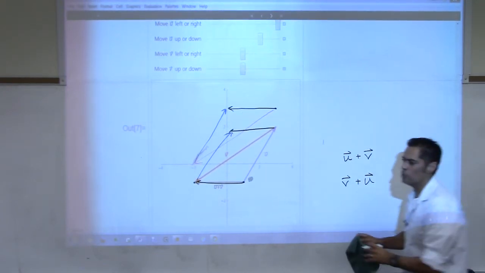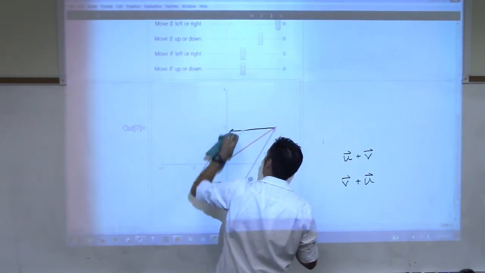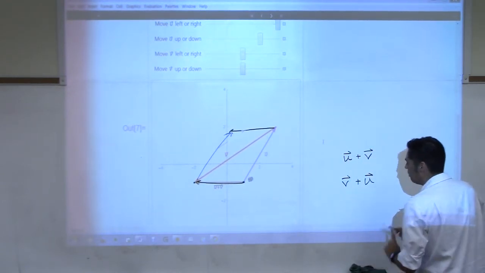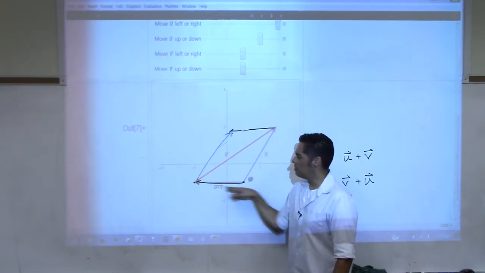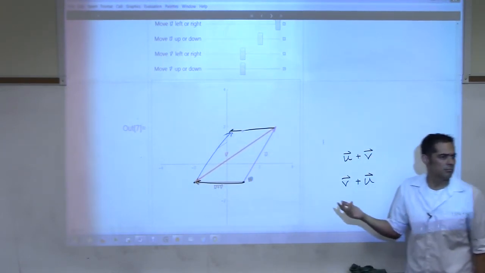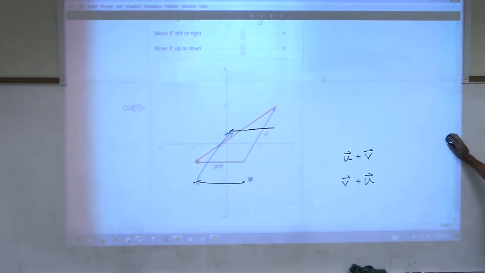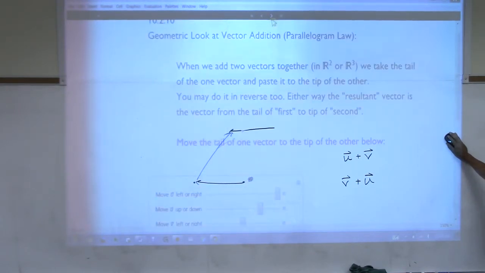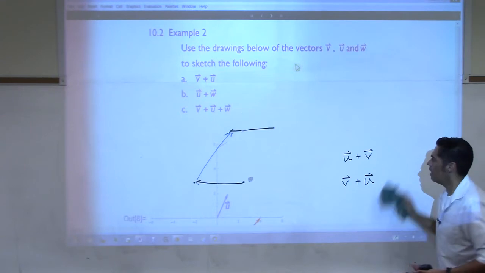That's the parallelogram rule. It basically says that no matter how you do the addition, it doesn't matter which way you do it. You can do u plus v or v plus u. It creates a parallelogram, and these two resultant vectors are equivalent. So that's why they call it the parallelogram law. All right, see if I missed anything there. That works in three-dimensional space also.